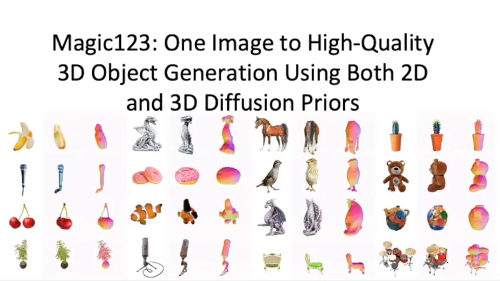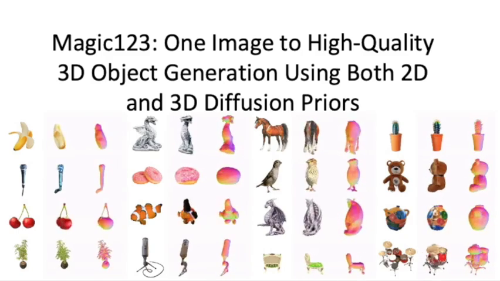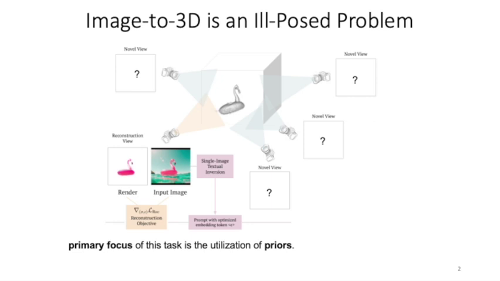We present Magic123, one image to high quality 3D object generation using both 2D and 3D diffusion priors. We target the task of 3D generation from a single image. The input is a single image in the wild. The output is a 3D representation.